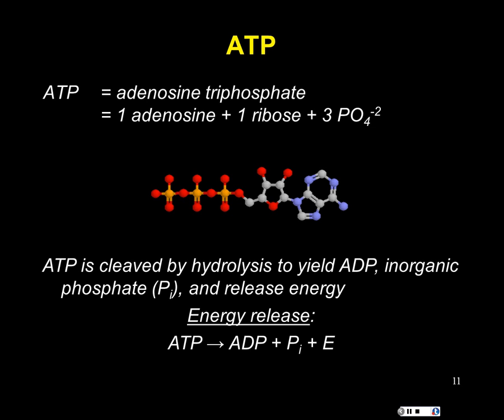ADP. Adenosine what? Diphosphate. So the ATP molecule has released a phosphate. We call it ADP. It's still reactive, but a little bit less reactive than ATP. So we still have energy that we can transform, just not as much.